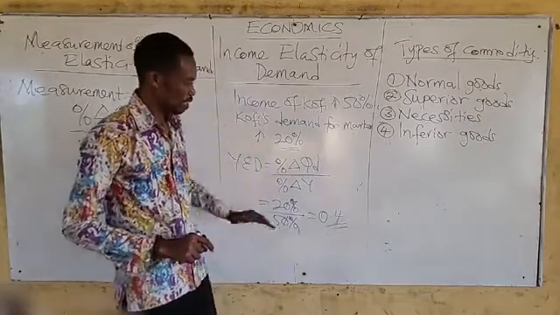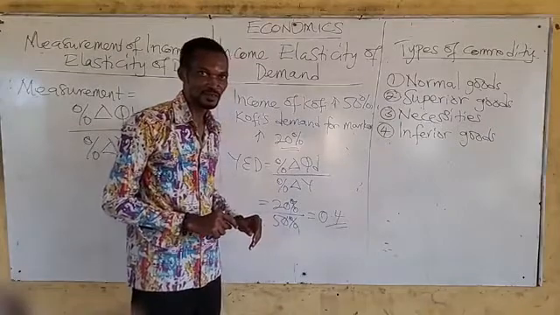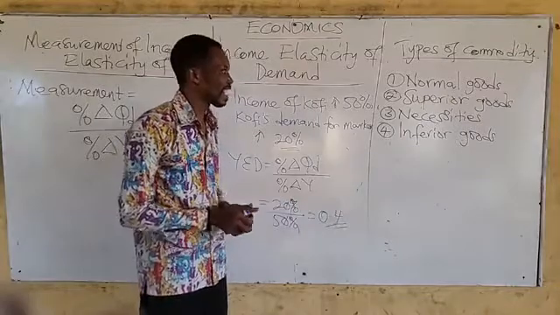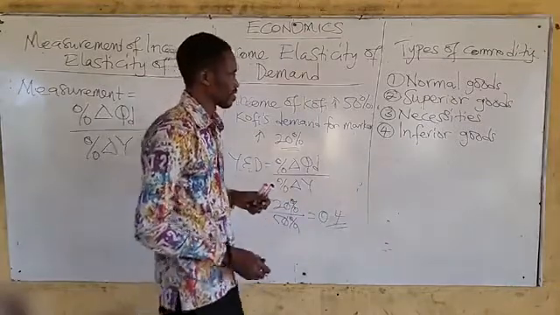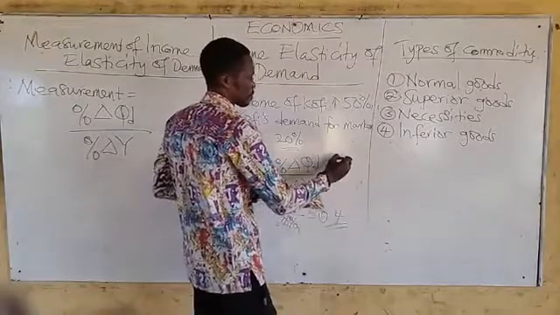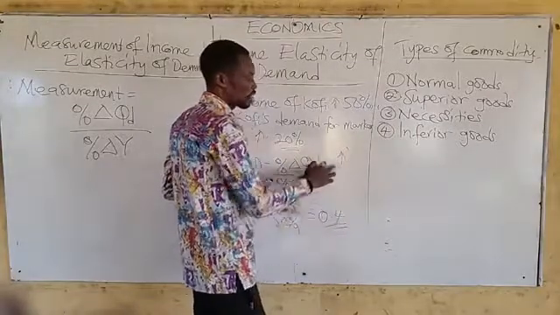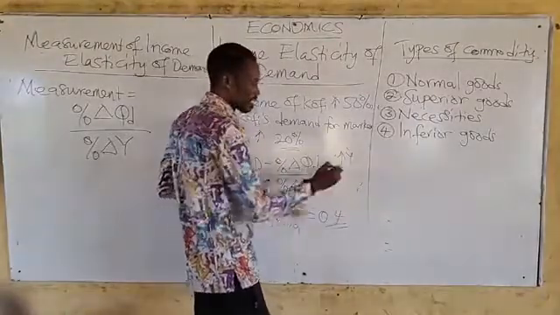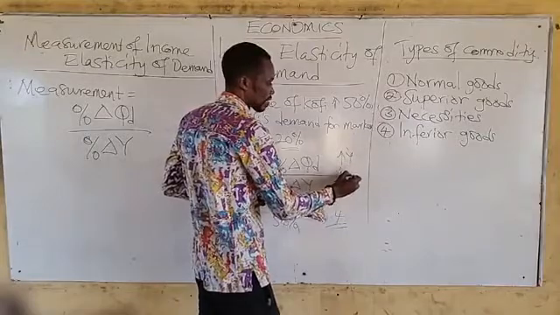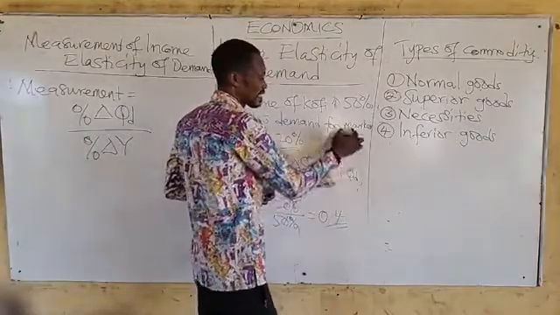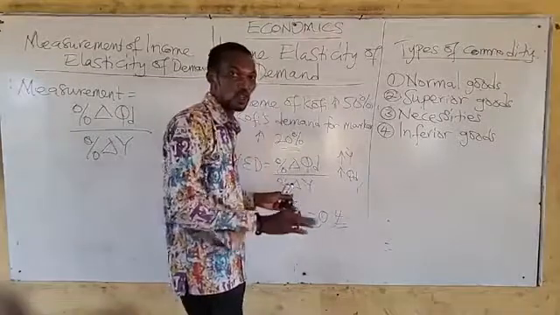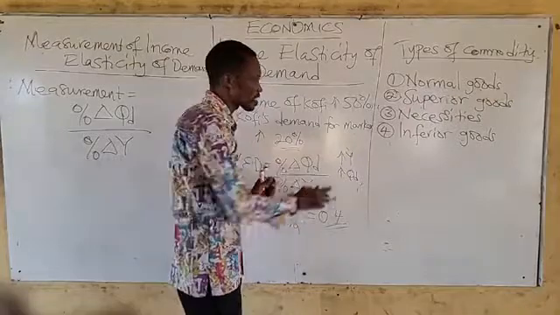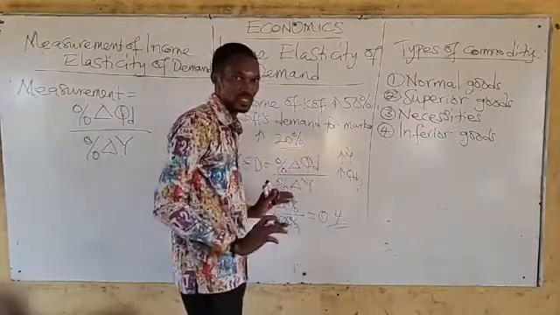I want to explain it again. When there is an increase in income, I normally use this one in order not to spell too much. There is an increase in income, and there is also an increase in the demand for a certain commodity. It means that this has increased, this has also increased. The result will always be positive. The answer will be positive because there is a positive relationship between the income and the quantity demanded.